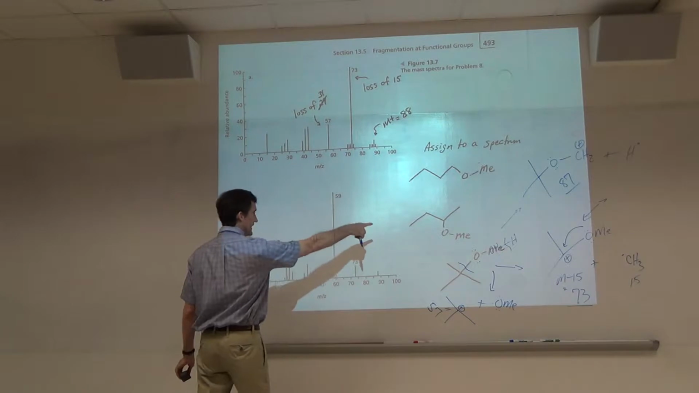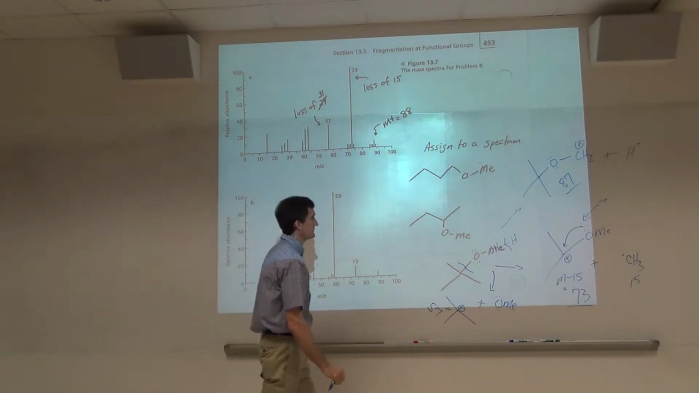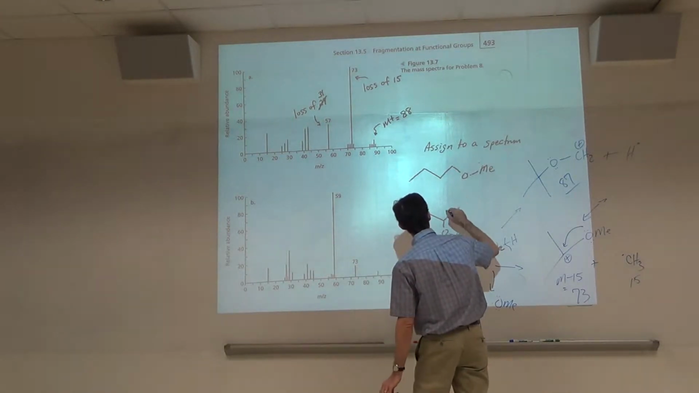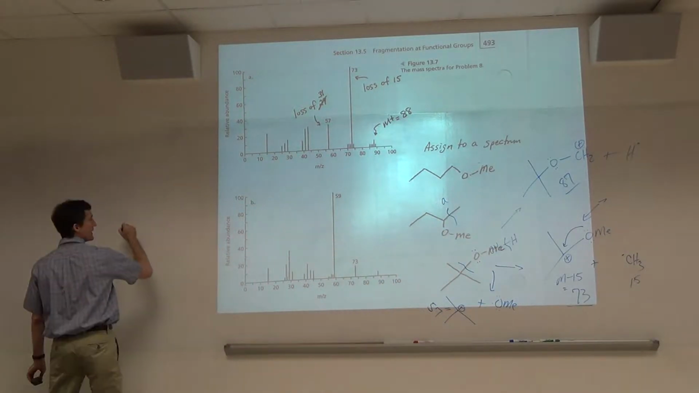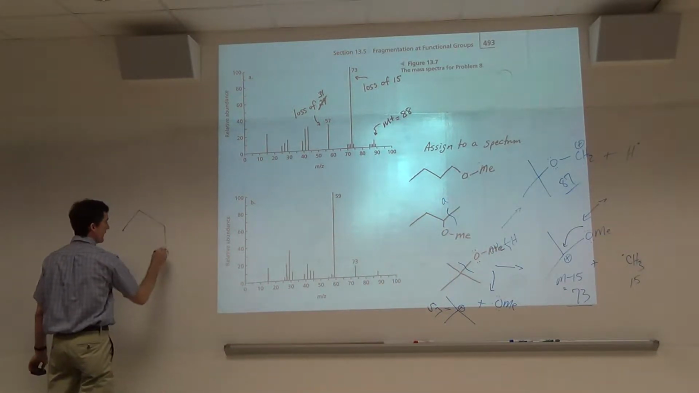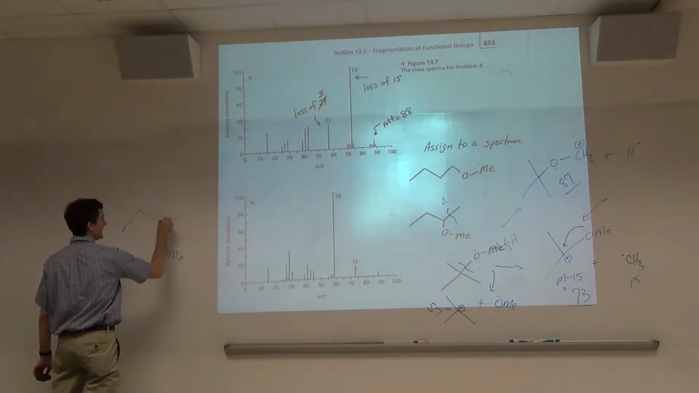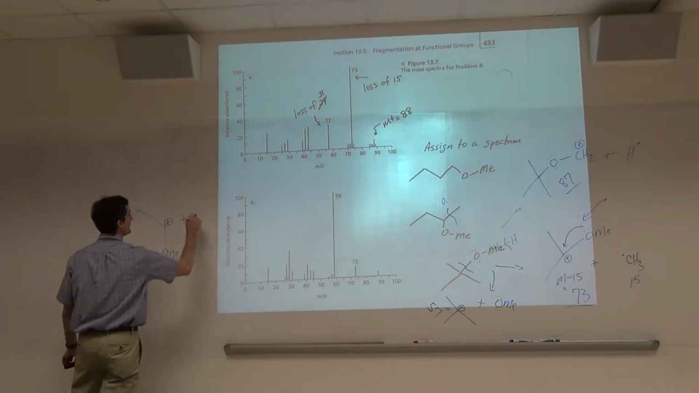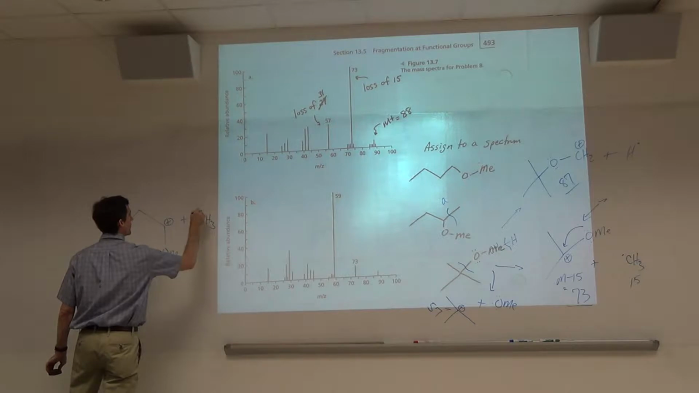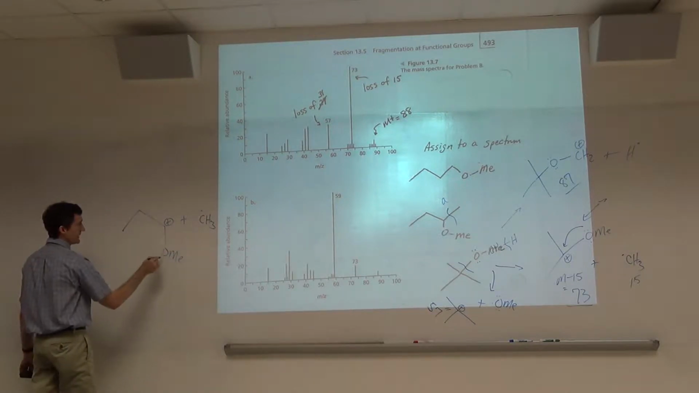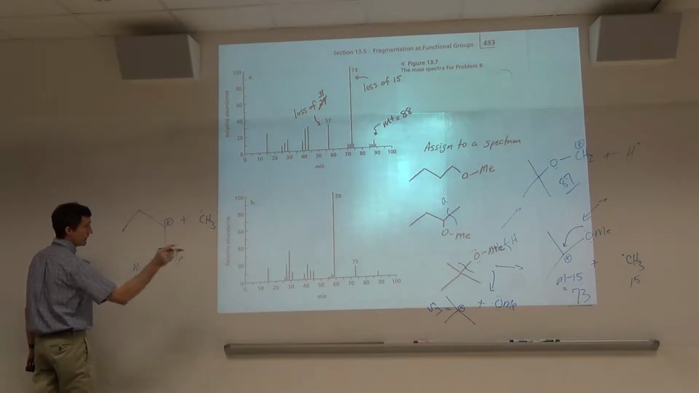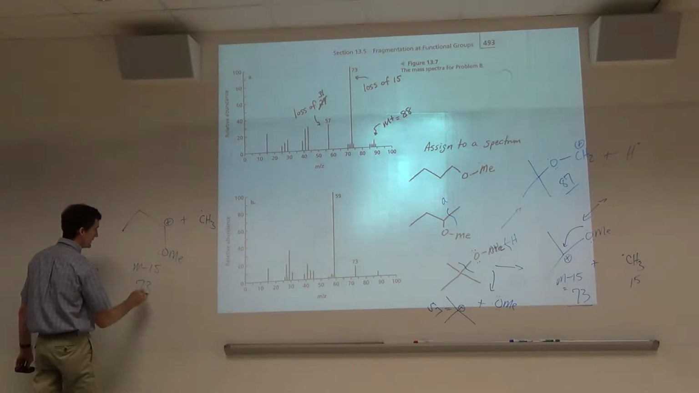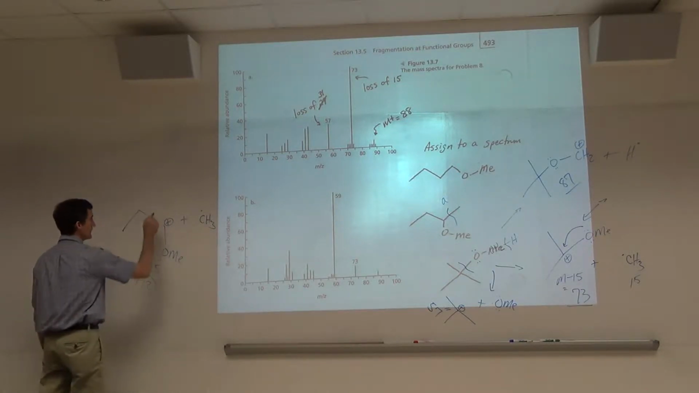What do we expect for the second one? Let's do it over here. Hopefully you've got this. I can cleave here. I'm going to call that A. If I cleave there, we get O-methyl, cation there, plus we cleaved off the methyl radical. Why is that a good cation? Because it's next to a lone pair. This is M minus 15. Well, that's also M minus 15. 73? Okay.